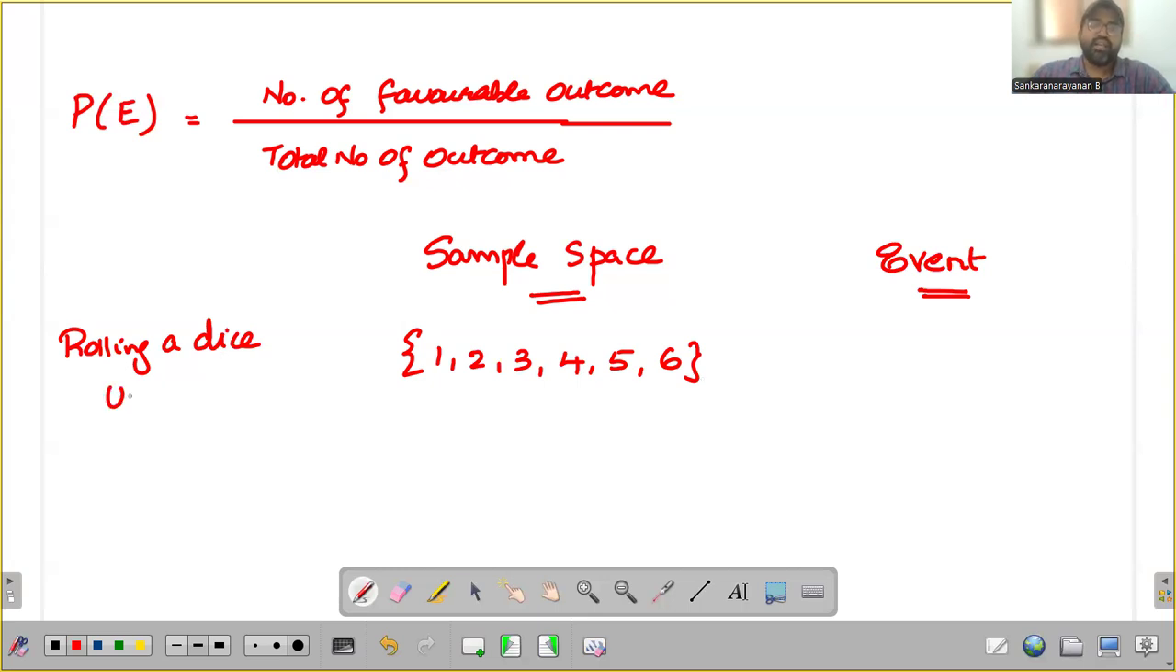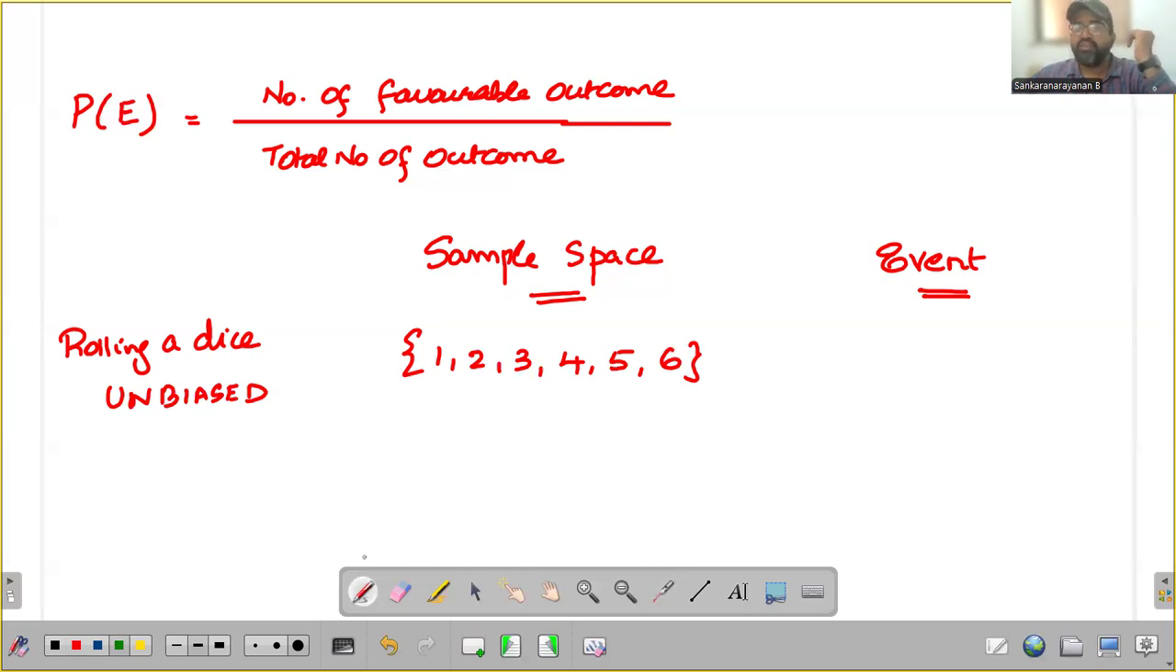I am saying that the dice is unbiased. So when you are rolling an unbiased dice, you may end up seeing 1 or a 2 or a 3 or a 4 or a 5 or a 6. This is nothing but the set of all possible outcomes when you are performing an experiment. That is called the sample space.